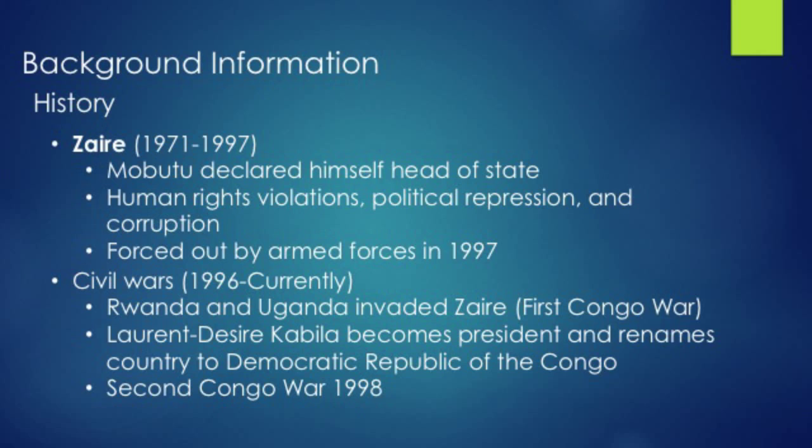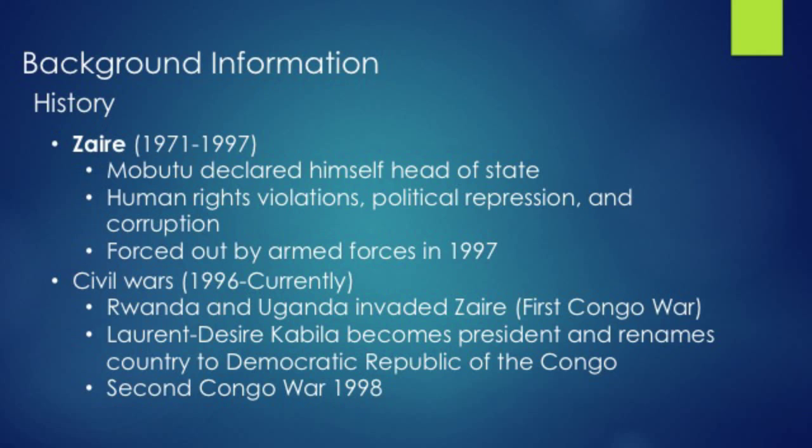Then, when the country was referred to as Zaire from about 1971 to 1997, Mobutu declared himself the head of state. During this time, there were multiple violations of human rights, a lot of political repression, and tons of corruption. Then 1996 came about, and the DR Congo had the issue of civil wars. This began when Rwanda and Uganda invaded Zaire in what was known as the First Congo War. Then Laurent Desire Kabila became president and renamed the country to the Democratic Republic of the Congo. This is when the name was reverted back to what it is known as today.